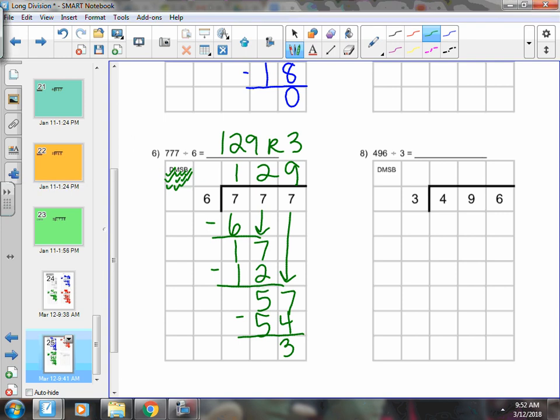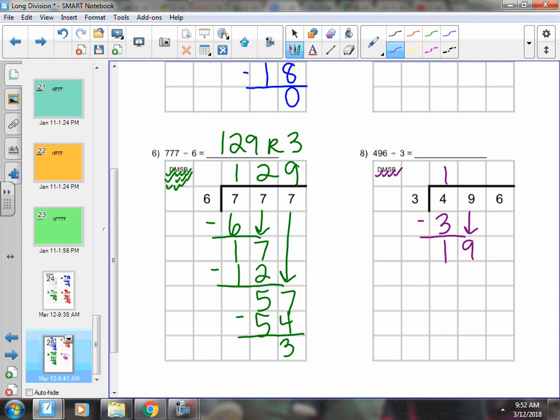All right, and the last one, 496 divided by 3. So we're thinking groups of 3, groups of 3, groups of 3. How many groups of 3 can we make out of 4? You can make 1 group of 3. Multiply. 1 times 3 is 3. Subtract. Bring down.